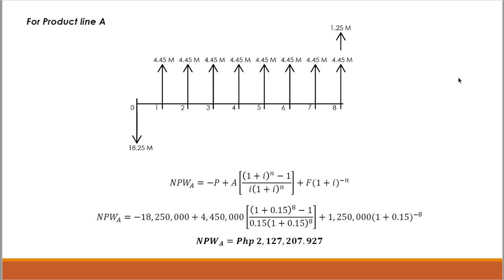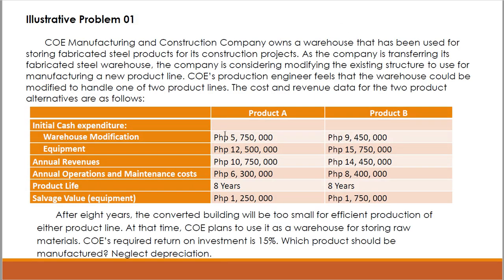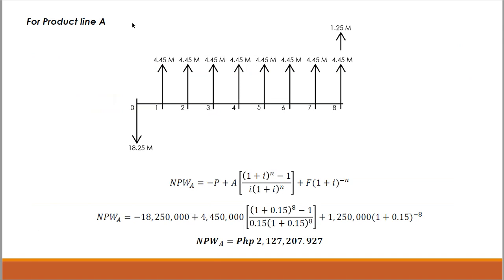Okay, this would be the cash flow diagram for product line A. So meron tayong initial investment na 18.25 million. So going back to ito, so pinag-add na lang natin ito. Initial natin is the sum of the warehouse modification and the equipment. Okay. Ayan. And then what else? Eto, so meron tayong revenue na 4.45 million. So saan galing yung 4.45 million?